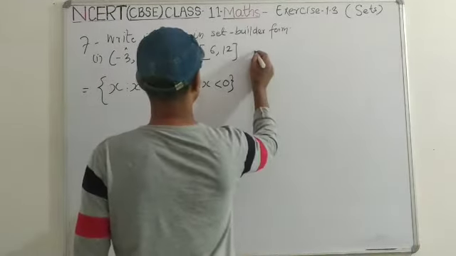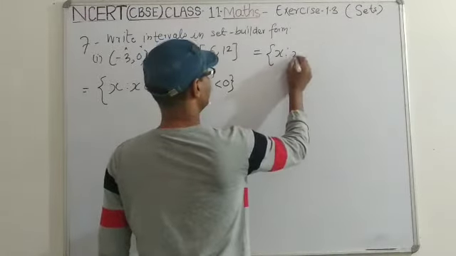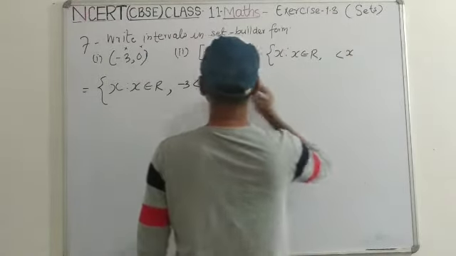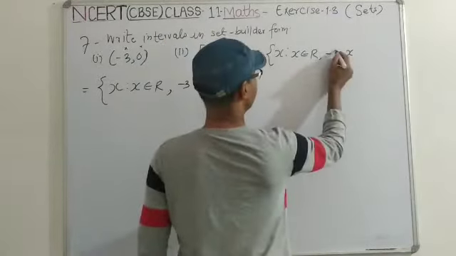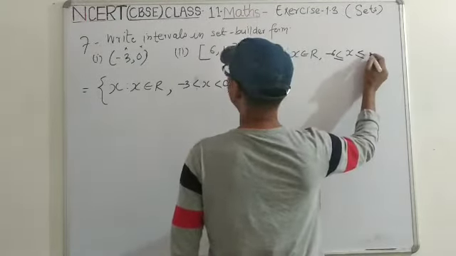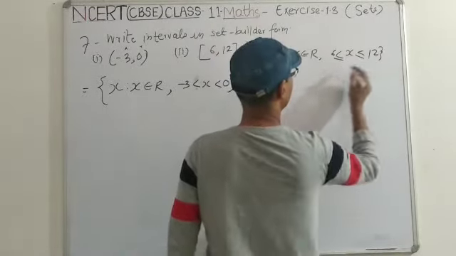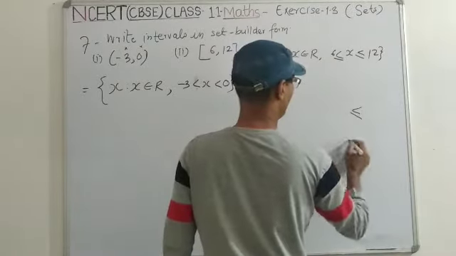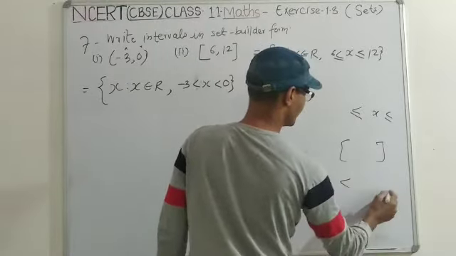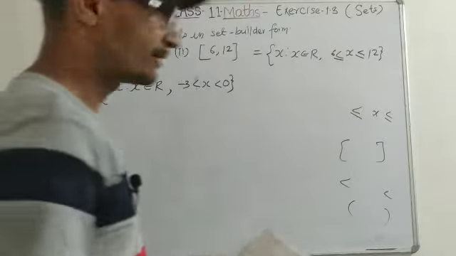Now number second answer, x such that x belongs to R and value of x, it is closed interval, that means, sorry, it is not -6, 6 to 12, less than or equal to for the closed interval, only less than it is open interval. So it is the solution of question number 7.